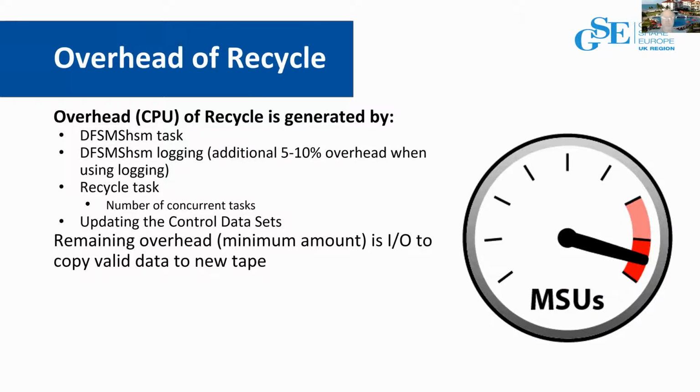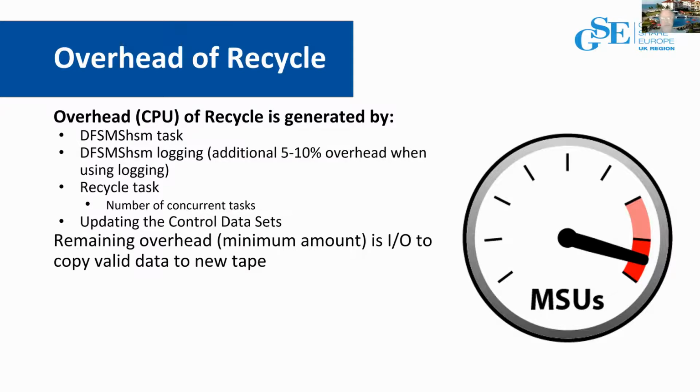Now again, the challenge with the recycle is that the DFSMS HSM task, especially when you have logging turned on, does consume a fair amount of resources. That's dependent upon the number of tasks that you have currently running, and the fact that it's having to continually update the control data sets, the CDSs. And then you also have the IO, which is relatively minimal compared to those other things I just listed, but you still have the IO with reading in those container files, picking out the good data sets, and rewriting them out to a new valid tape.